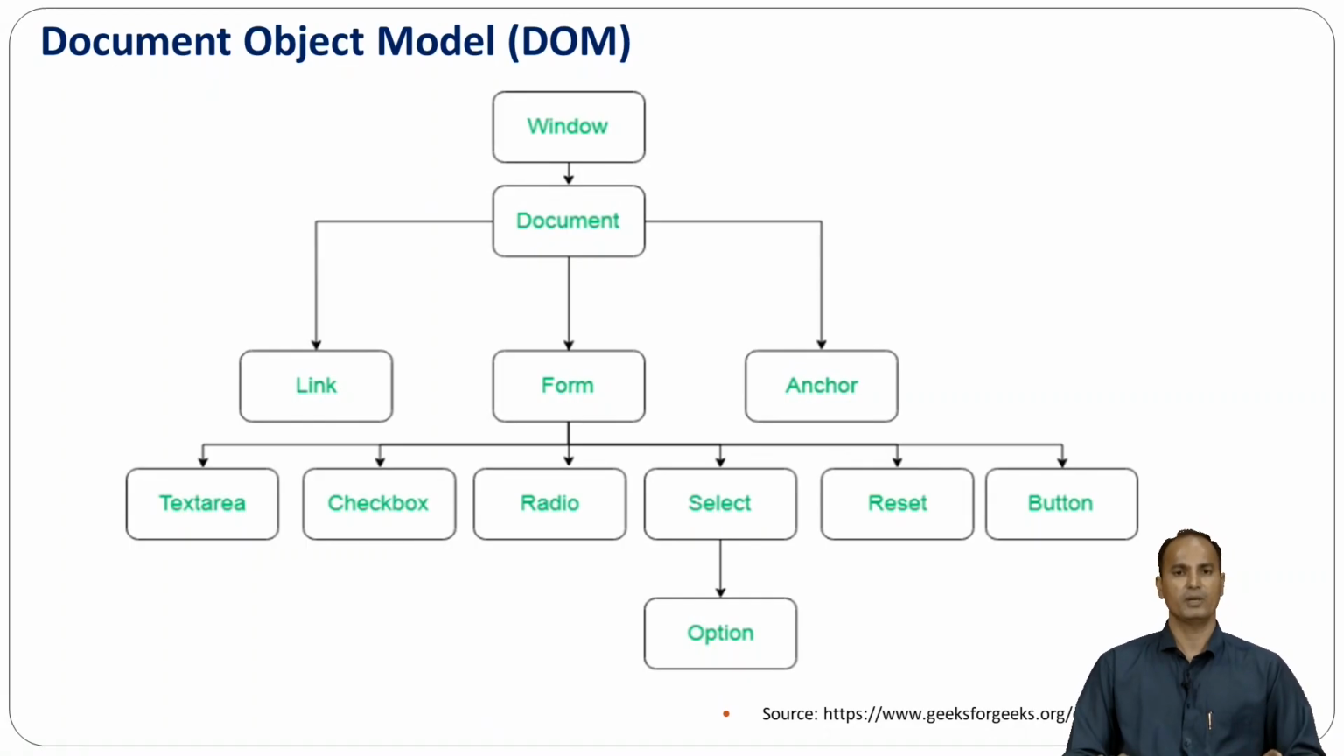Within the document it may have a link, a form, or an anchor text as well. The form again will have a number of other controls or objects in terms of text area, checkboxes, radio, select, reset button, etc. And the select may have options. So the tree goes down. That's why the DOM looks like a tree structure. At the top there is a window object, and under the window object there is a document, and the document may have various objects as shown in the image.